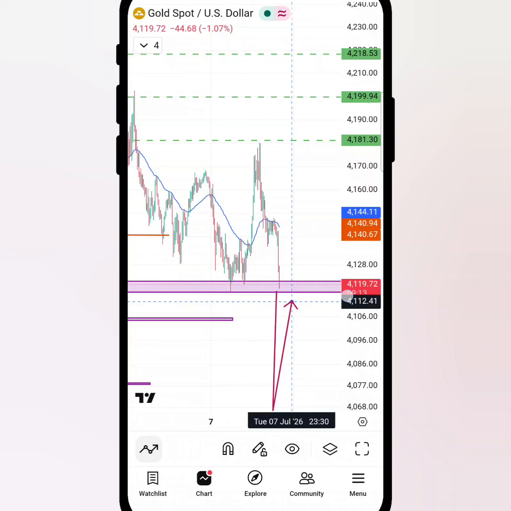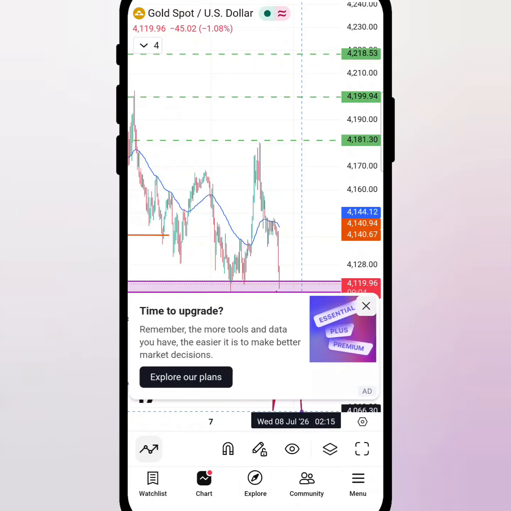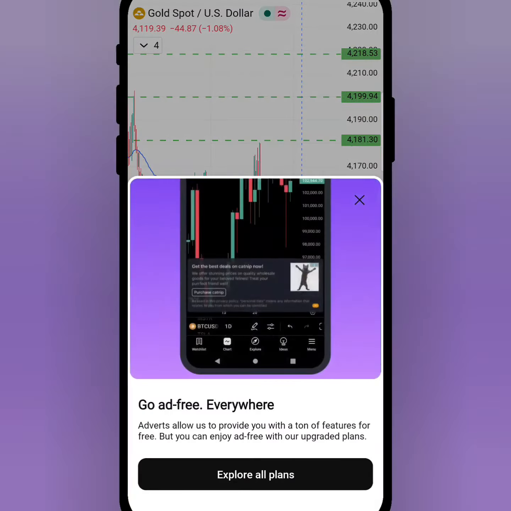Then we need to wait for a pullback around this level again with confirmation. Then we now start to sell. Hope you understand me. So always wait for a pullback, then you sell. That's how the market works, but it requires a lot of patience.